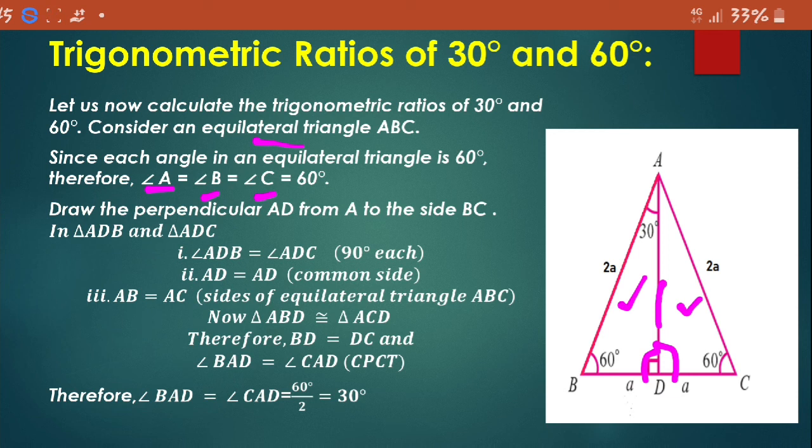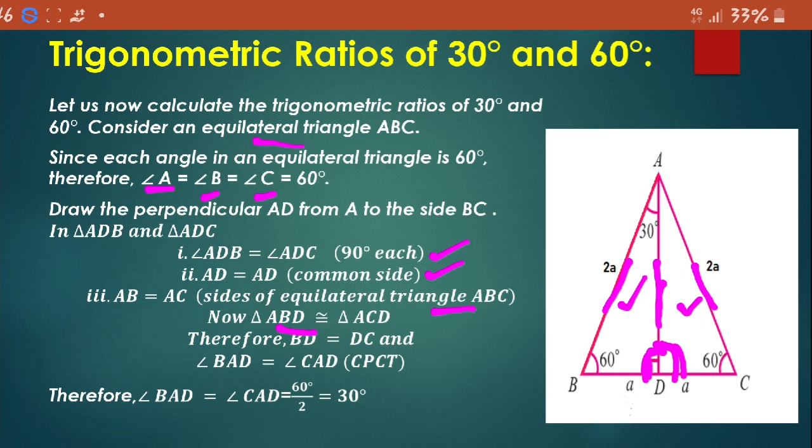How? As you can see, in triangles ADB and ADC, angles ADB and ADC both are 90 degrees, so they are equal. Now AD side is common for both triangles, that's why AD is equal to AD. Again, this AB side is equal to AC side because they are the sides of equilateral triangle ABC. So by SAS congruency, you can say that triangle ABD is congruent with triangle ACD.